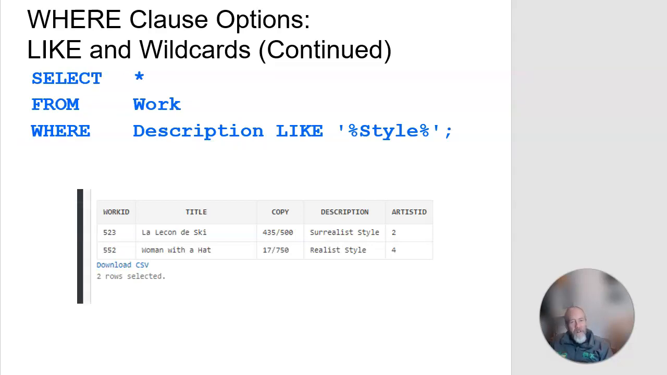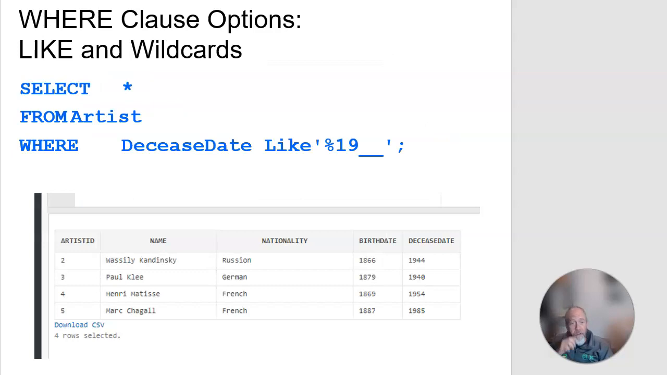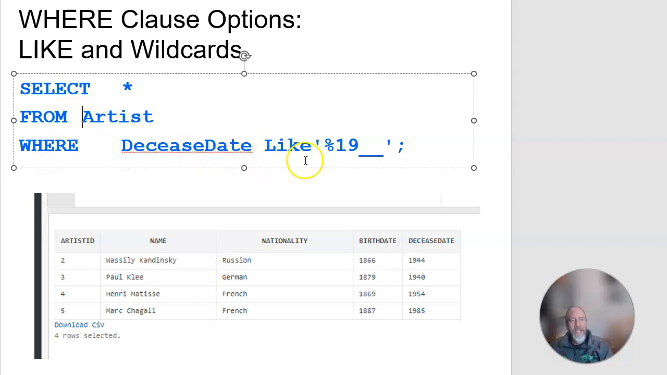You've got wildcards that can be on both sides, like percent style percent. That's pretty straightforward, but it's nice to see that you've got that wildcard capability on both sides. You've also got the capability of wildcard spaces. So select star from artist where deceased date is like percent 19 underscore underscore. It's going to pattern match that 19, and it's going to give you everything that begins with the 19.